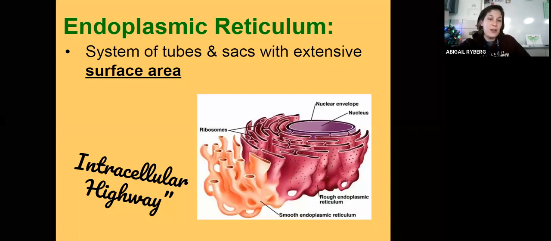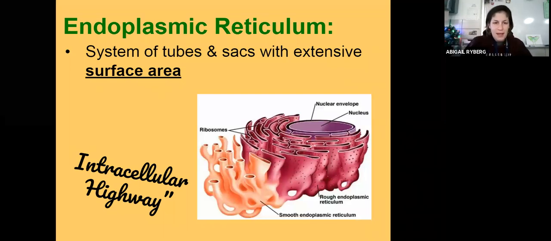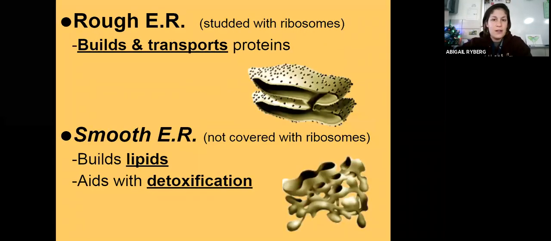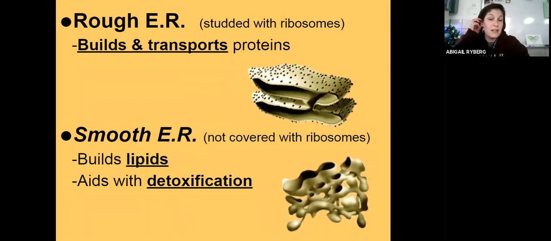So the endoplasmic reticulum, or often referred to as the ER, is a system of tubes and sacs with lots of surface area. And there's two types of ER. So we have the rough ER and the smooth.